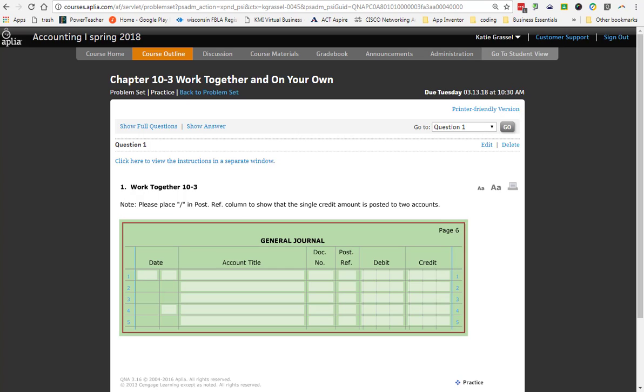And don't forget, anytime you put a slash mark in the accounts in our general journal, we also have to put a slash mark in our post reference. So that's what we're looking at in our 10-3 is customers that are returning on an account from us. So let's get that journalized.